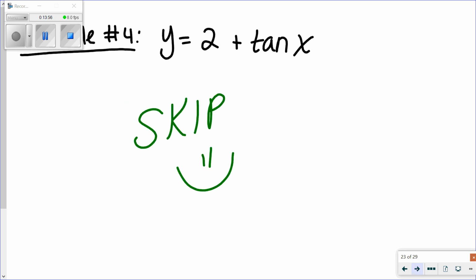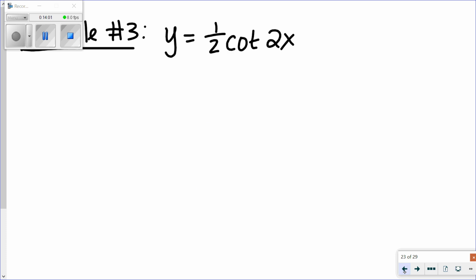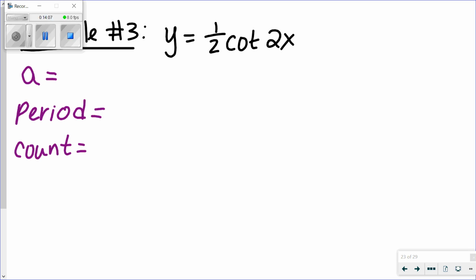All right, we've got 2 more examples. I'm going to skip example 4, excuse me. So let's do 2 more. Again, maybe take a minute to pause and see if you can try this one on your own.